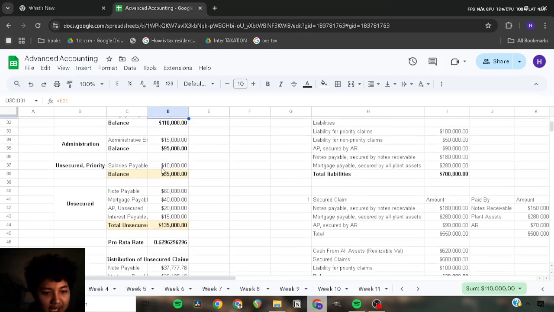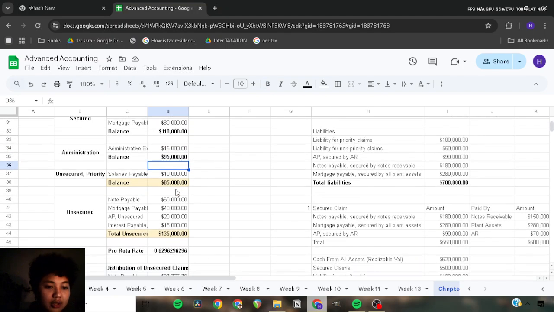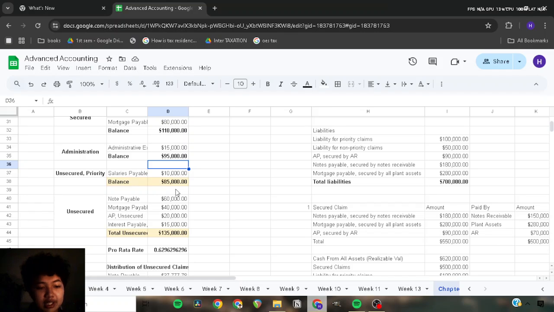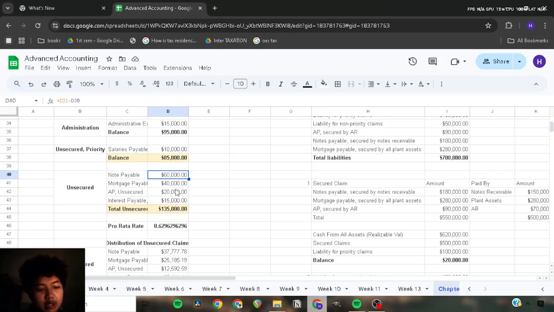And basically after I do that, I went on with administration because that's the order, right? Administration expense, and then the unsecured priority ones such as salaries, and then the rest goes in unsecured. What I really want to note here is that when I go into unsecured, the amount of cash that I have left versus the amount of cash that I needed to pay them is not enough. And so I need to distribute them on a pro rata basis.